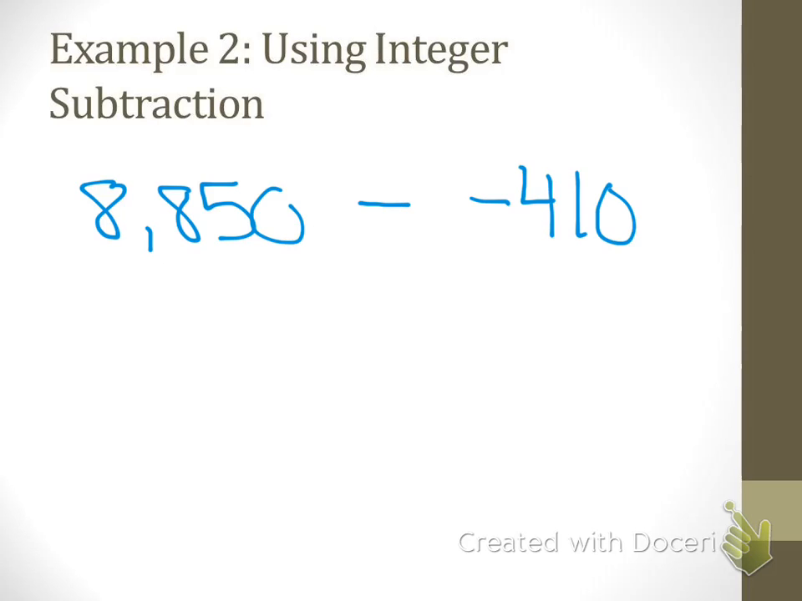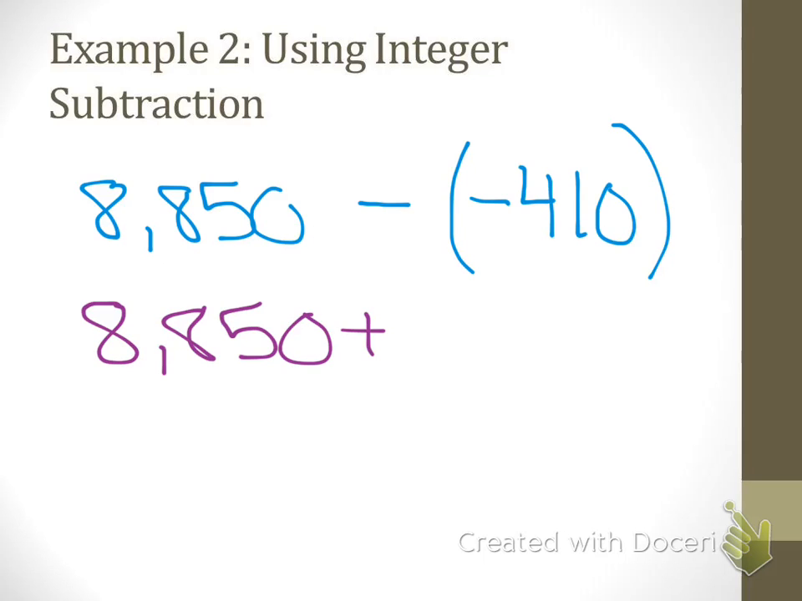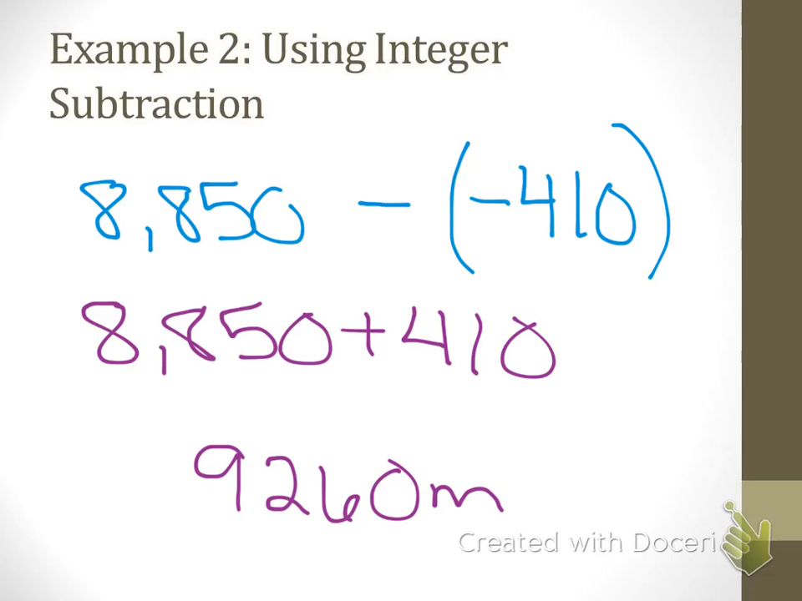Okay, so do you see anything kind of odd about this expression, Zach? You have a double negative, so you need to put 410 in parentheses to separate your double sign. And now that's the first thing that you're going to address, is that double negative. 8850 plus 410 gives you 9260 meters.